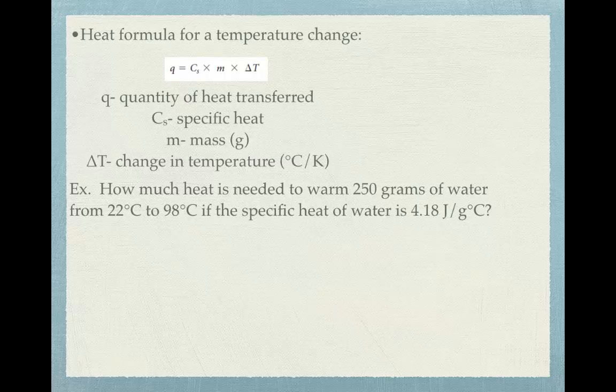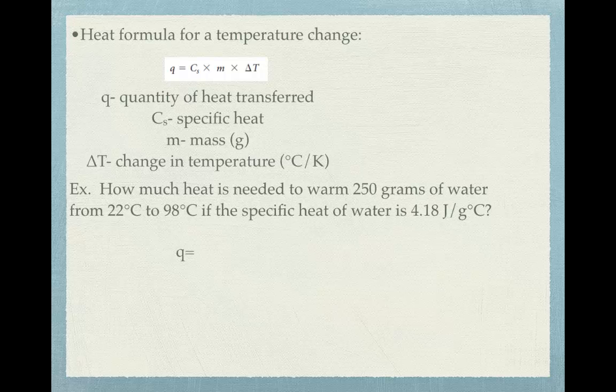So here's one example for you. It tells you that you have 250 grams of water, and that you're changing your temperature from 22 degrees Celsius to 98 degrees Celsius. It tells you that the specific heat of the water is 4.18 joules per gram degree Celsius, and it's asking how much heat is needed to warm that. So you're searching for your Q. Notice briefly that the units for your specific heat include grams, so that's how you know it's specific heat. If it were just joules per degree Celsius, then that would just be your heat capacity. So I'm searching for my Q.